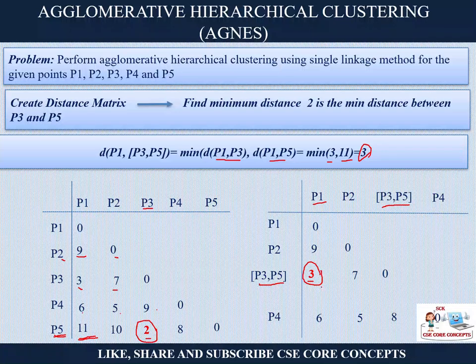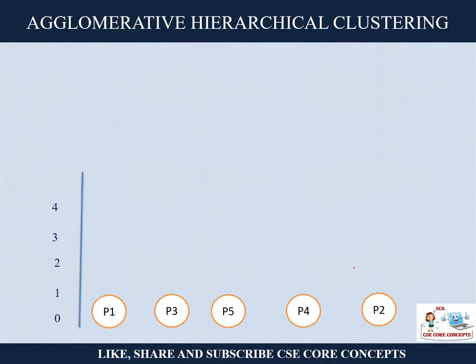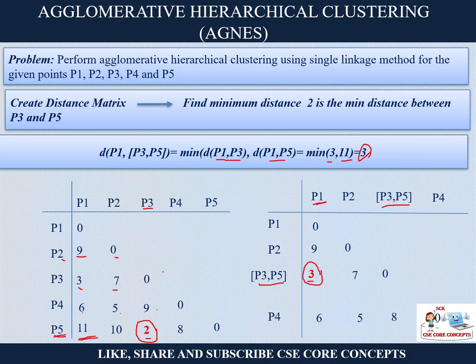So now what is this? 3 is the distance between whom? It is the distance between P1 and this cluster, P3 and P5. So now who are going to group together? P1, P3 and P5 will be grouped together. So let us see here. Initially, in the first step, who got grouped? P3 and P5 got grouped, because of this distance.